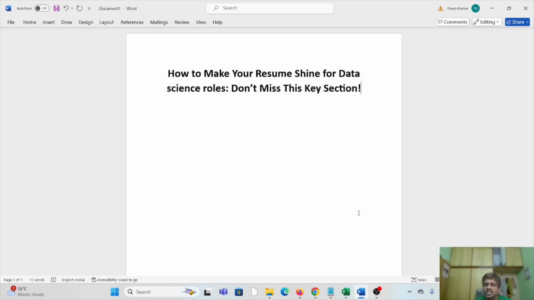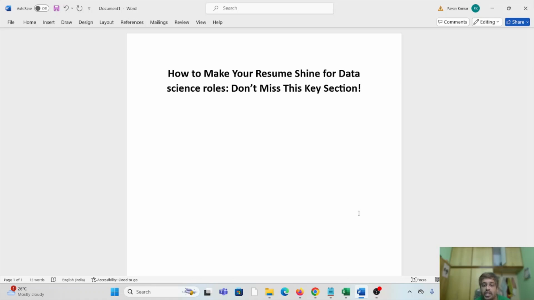Okay, so there is one important section which you need to include, especially if you are preparing a data science resume and applying for data science roles like the data scientist or the data engineering role. The one important section which you need to include in your resume is the project part.